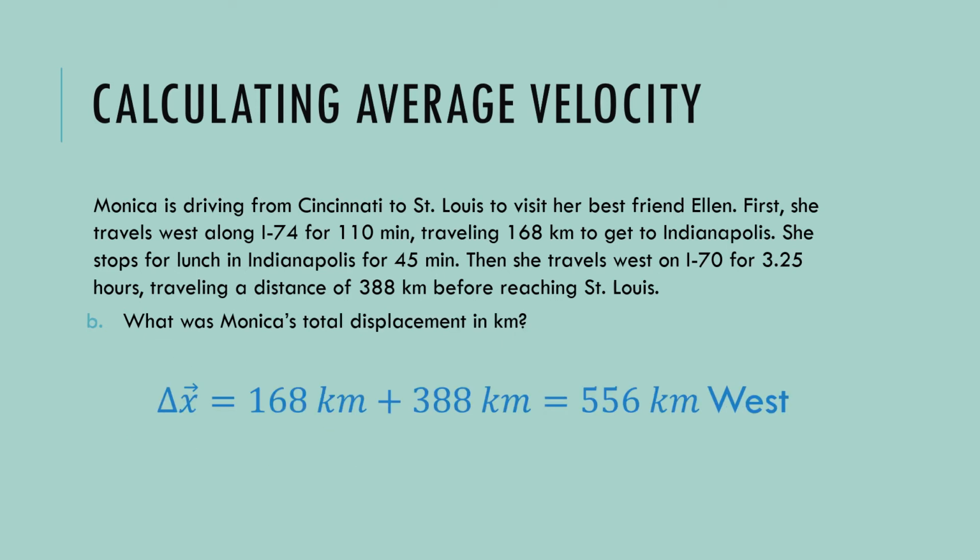This asks for total displacement. So not just from Cincinnati to Indianapolis, but throughout the entire trip. That includes two portions of motion, the 168 kilometers and then the 388 kilometers. So to find the total displacement, we'll add the two together to get 556 kilometers. And again, we need a direction because displacement is also a vector. So we add that word west onto the end.